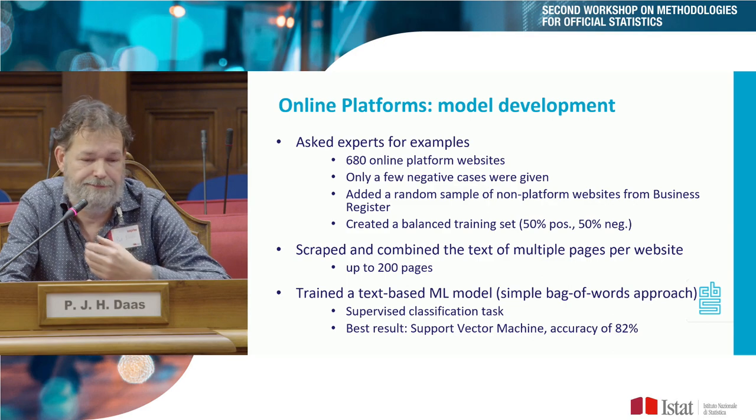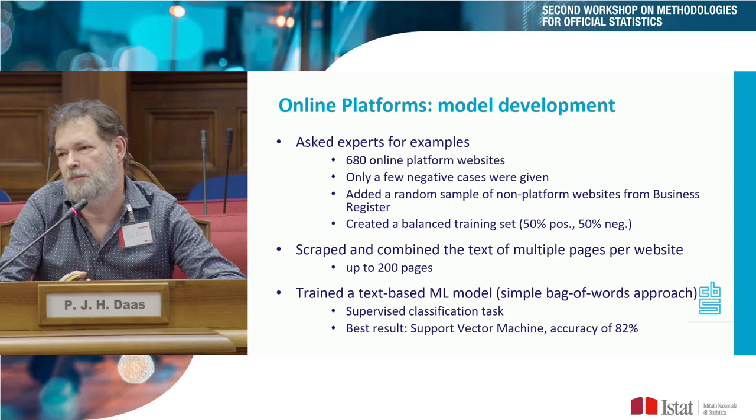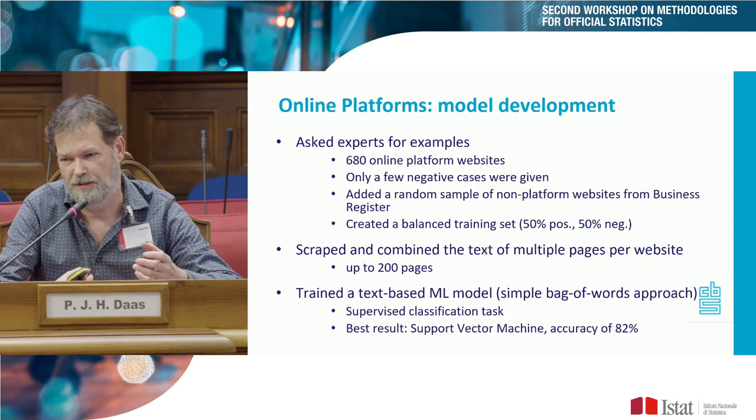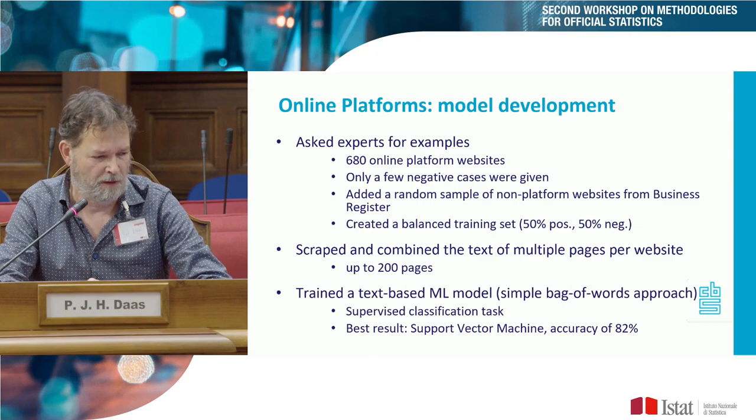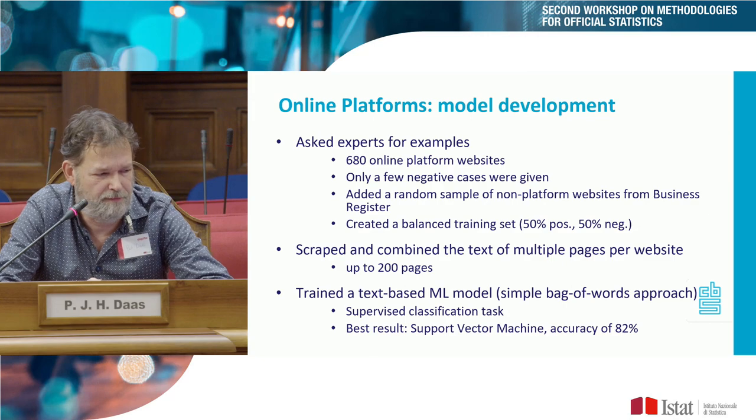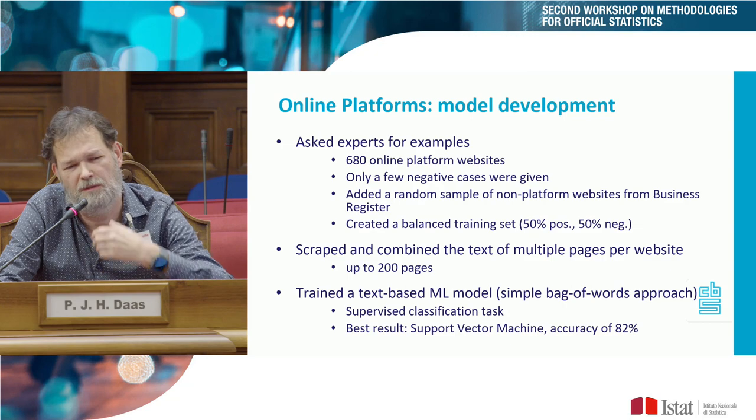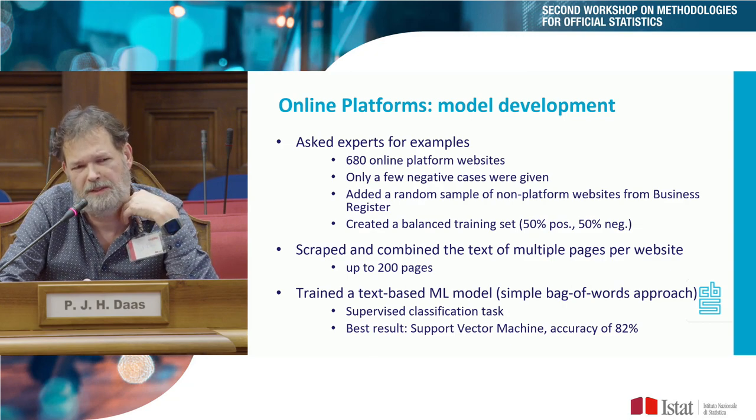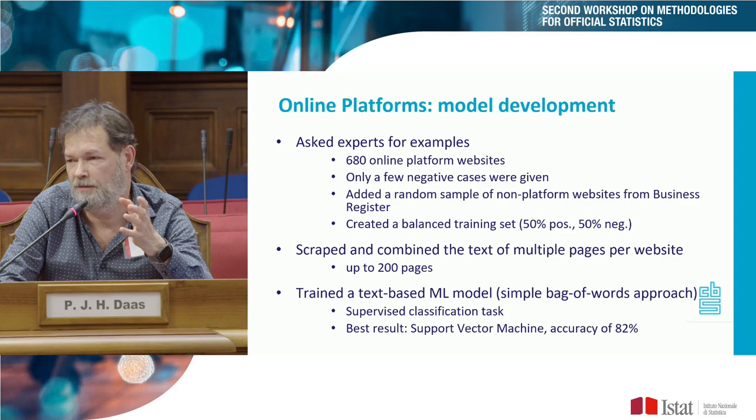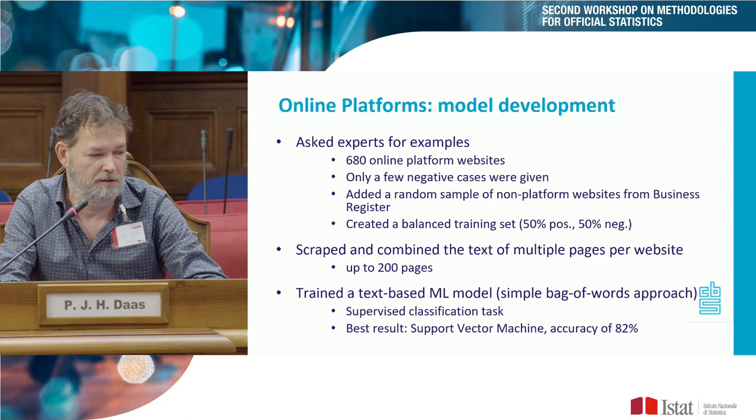And because you don't know how well the model will perform, we usually start with 50% positive cases and 50% negative cases, just to see what the differences are and if the model makes sense. We created such a sample, so that's around 1,300 websites, scraped the text of multiple pages per website, up to 200 pages, because we wanted to scrape the text from a page on that website that describes what the company is actually doing. So you hope to include relevant words for your model.